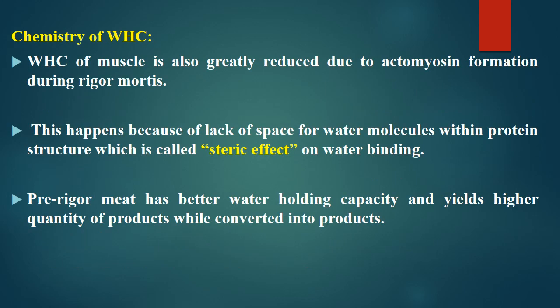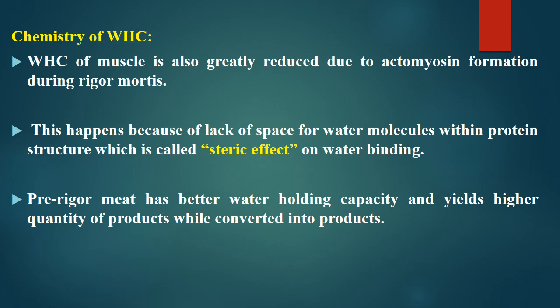In continuation about the chemistry of water holding capacity, the water holding capacity of muscle is also greatly reduced due to actomyosin formation during rigor mortis. We have learnt earlier that during rigor mortis there is complete stiffening, due to 100% actomyosin bond formation, and it won't break. This happens because of lack of space for water molecules within the protein structure, which is called the steric effect on water binding. So during complete rigor mortis, actomyosin formation happens and there is no space for water, and that leads to low water holding capacity. That is called the steric effect.